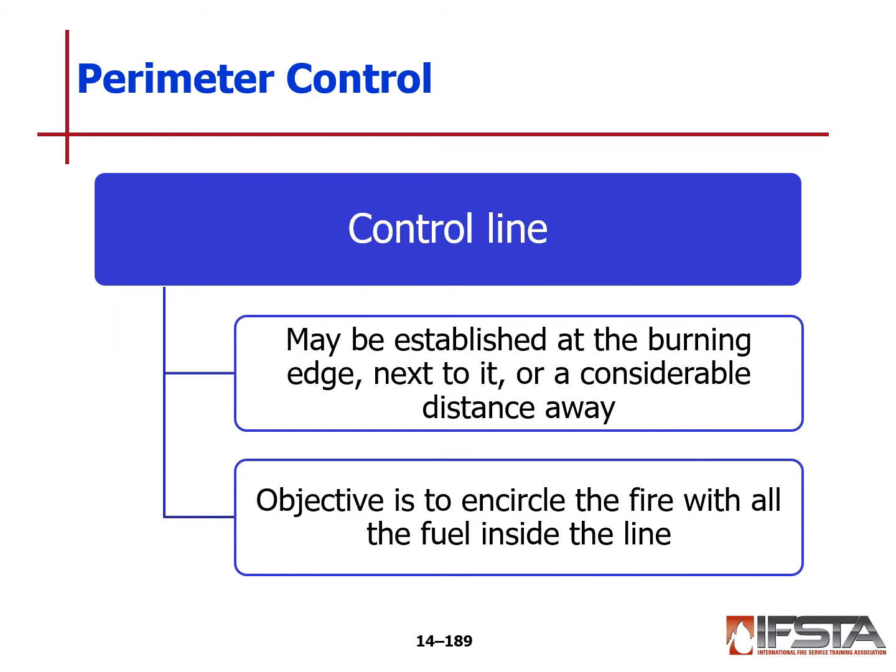Perimeter control, we do so using a control line. This can be established at the burning edge, next to it, or a considerable distance away. Basically, we are taking away and raking down the vegetation to mineral soil, and we're taking away the fuel, basically. The objective is to encircle the fire by doing this with all the fuel inside that line or that circle, if you will, burning away.